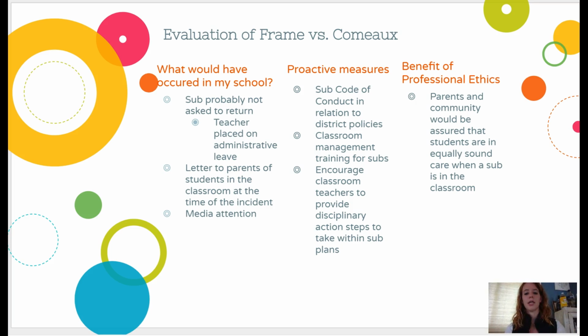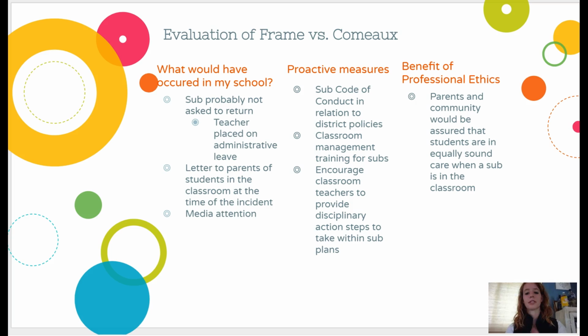Proactively, I think there could be a code of conduct in relation to district policies for subs. I'm not sure that one really exists, but there should be. Classroom management training for subs. Some subs are former teachers, but a lot of them have been out of the classroom for a long time, so maybe some initial training at the beginning of the year for subs. I would encourage classroom teachers to provide disciplinary action steps for subs to take for students who are disruptive, so it doesn't escalate to the point at which it did in this case.